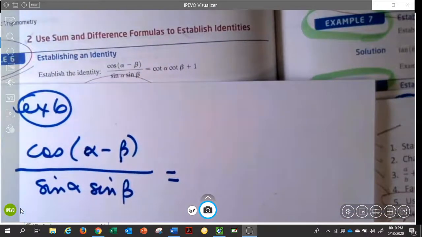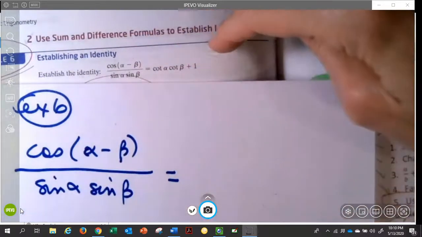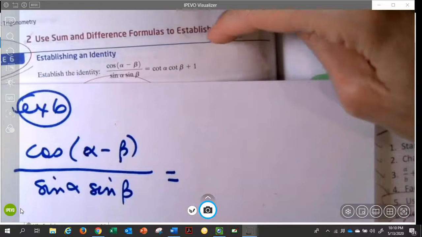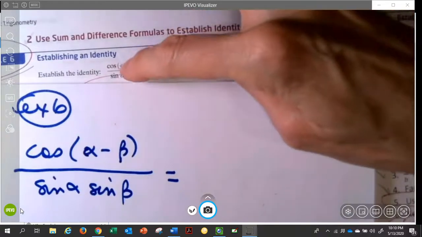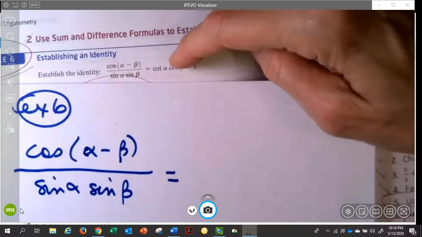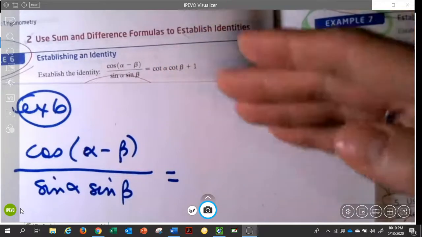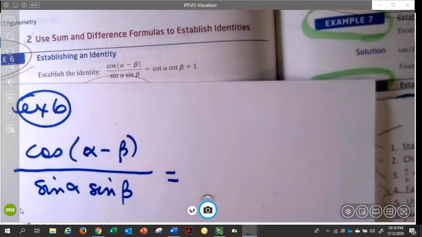And so when looking at this, remember, we're going to look at where are we, where are we going. Well, where we're going actually has some cotangents in it. So that means we're going to need some cosine over some sine stuff. And then we'll have a plus 1. And we don't even have a plus 1 existing here.